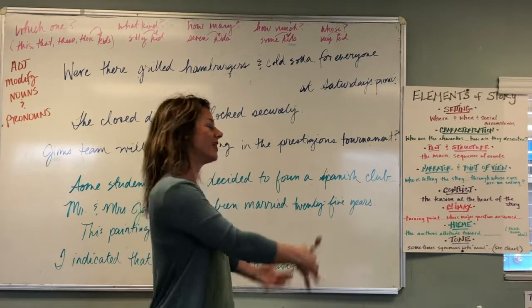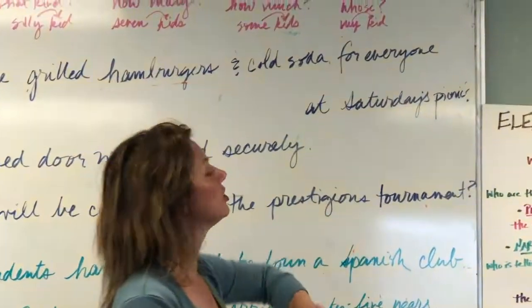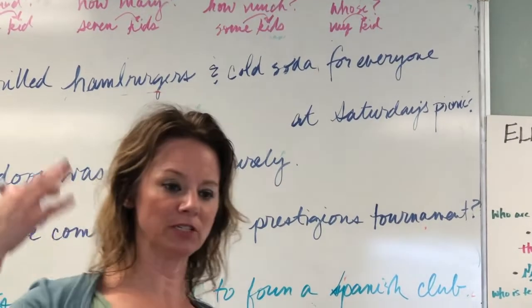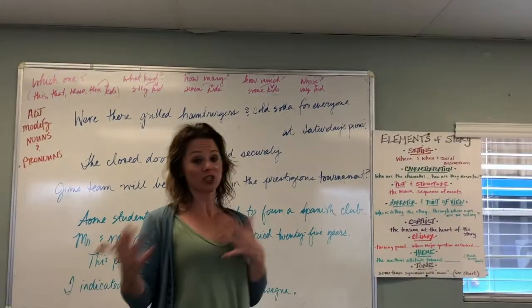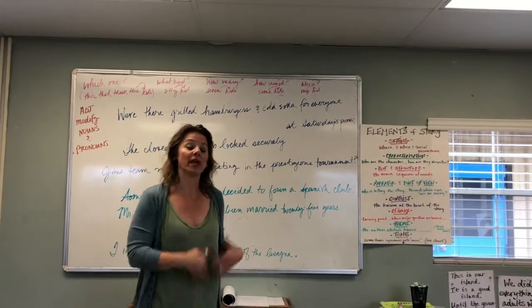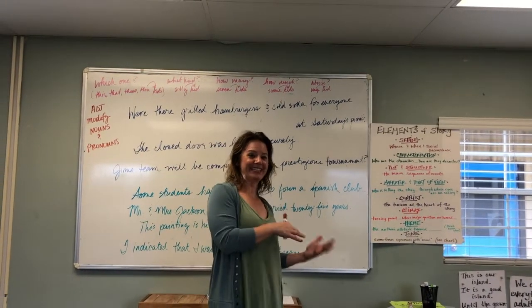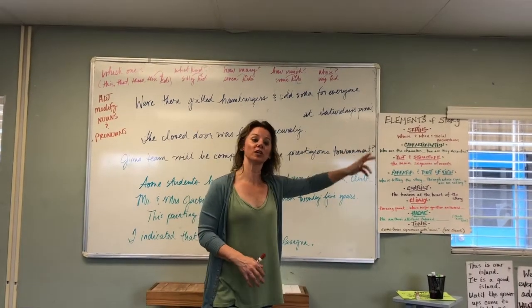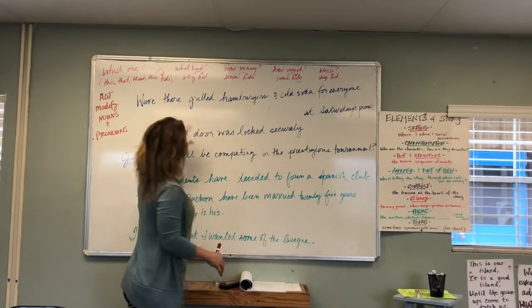It's modifying a noun. And then the last question, whose, as an adjective question: my kid, your kid, Mr. Scott's kid. So Mr. Scott, who's normally a noun, just became an adjective because he's answering the question whose. So anyway, that's how the adjective questions work. Memorize them. Let's do some work.